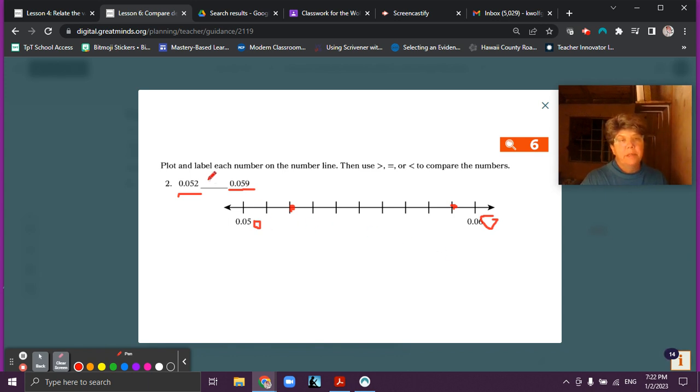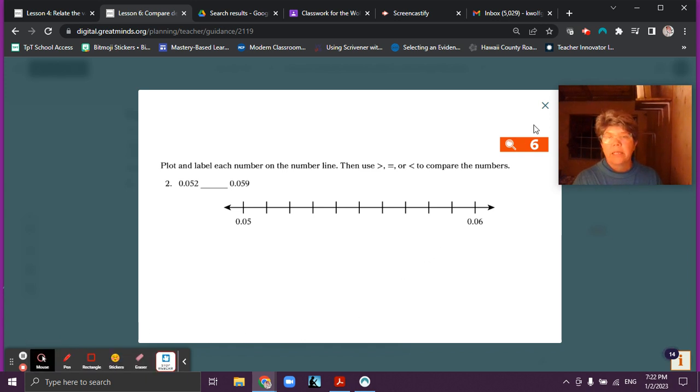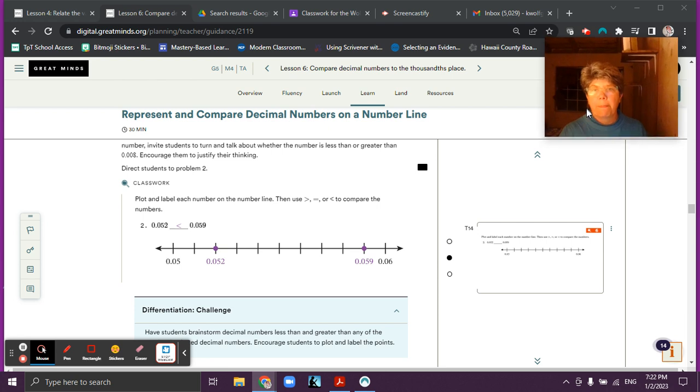And what symbol would we put here? We would put a less than sign because we're reading from left to right. So 52 thousandths is less than 59 thousandths. Okay, excellent job. Let's clean that one up. And let's go to the next one.